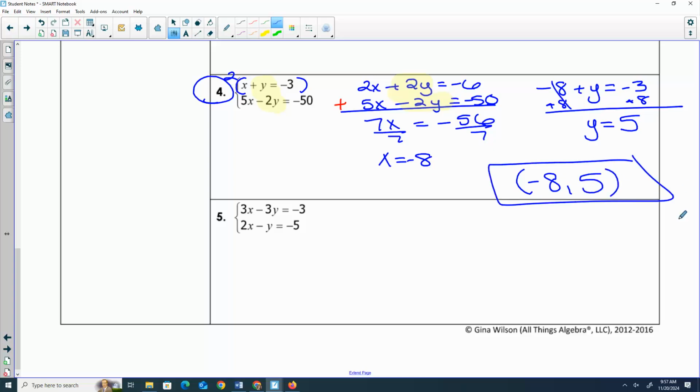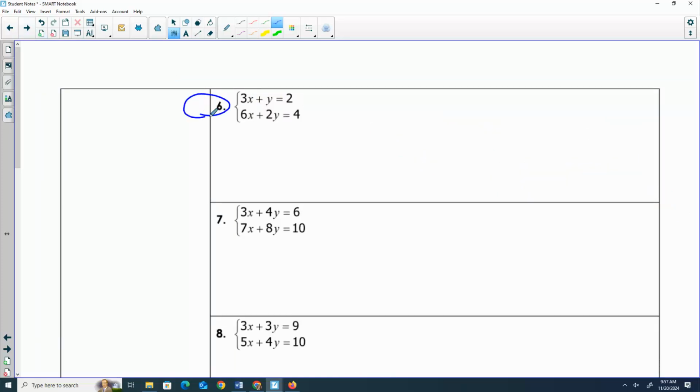All right, I want you guys to try another one. Let's see if we can have more accuracy this time. I want you to look at number 6. See if you guys can figure this one out. Do you want to cancel x or y? Doesn't matter. Let's say I want to cancel my y's.